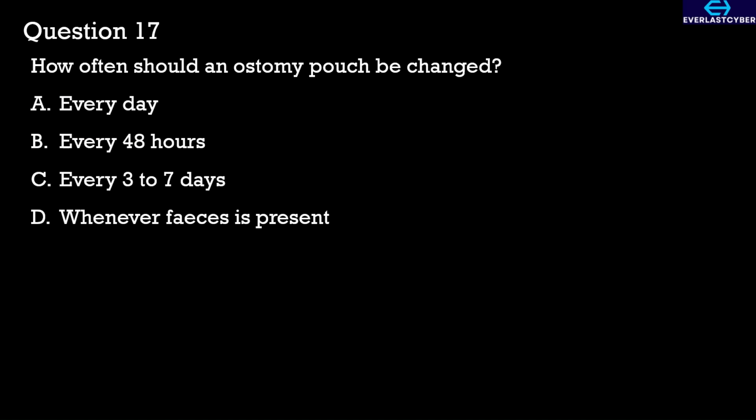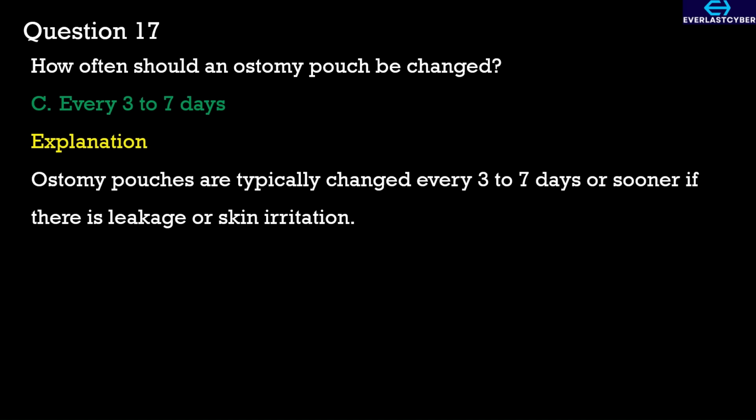Question 17. How often should an ostomy pouch be changed? A. Every day. B. Every 48 hours. C. Every 3 to 7 days. D. Whenever feces is present. For this, we'll be going with option C. Ostomy pouches are typically changed every 3 to 7 days or even sooner if there is leakage or skin irritation.